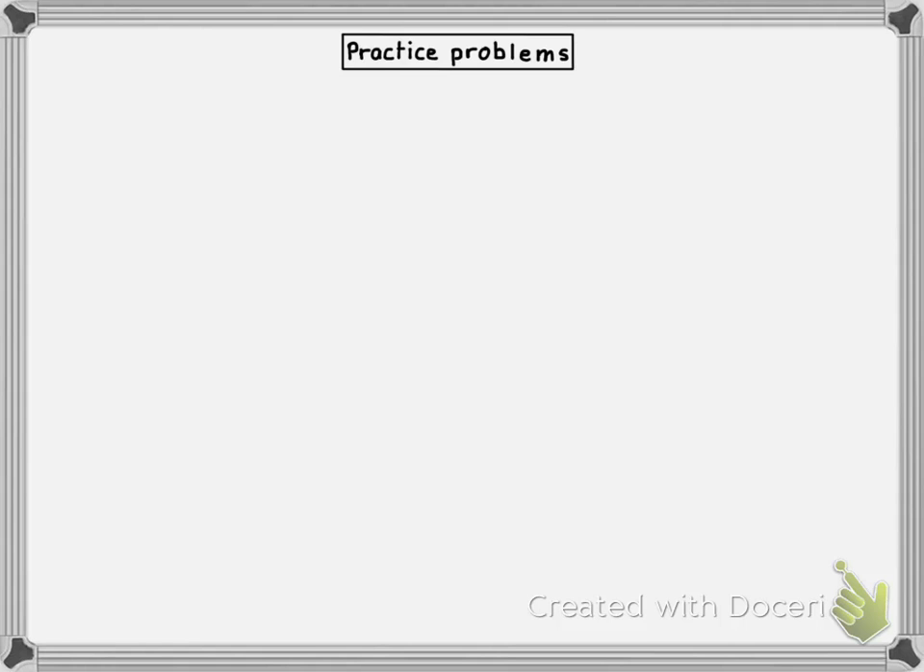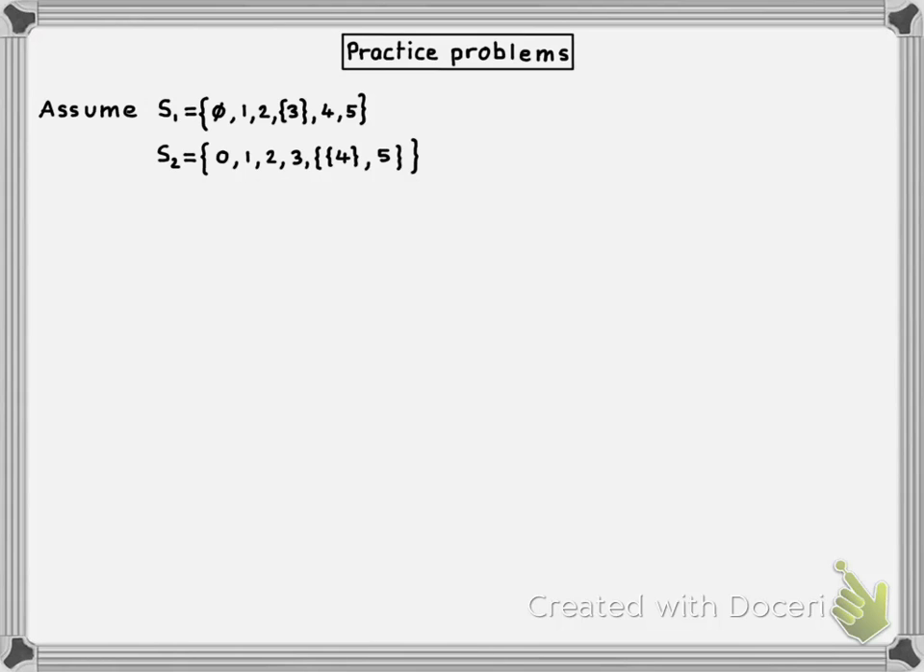So for these practice problems, let's consider three specific sets that I chose randomly. Assume that S1 is the set containing the empty set, the integer 1, the integer 2, the singleton set {3}, and the integer 4 and integer 5. Let's take S2 to be the set containing the integers 0, 1, 2, and 3, and the set containing the singleton set {4} and the integer 5. Finally, let S3 be the set containing the integer 1, the letter B, and the word dog.